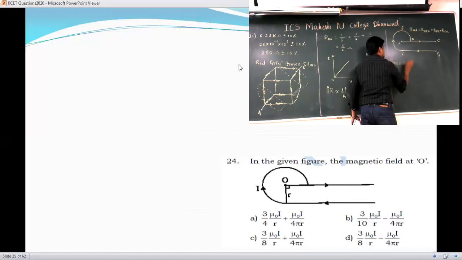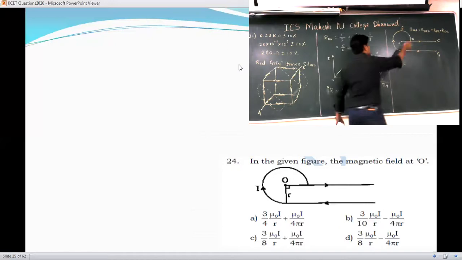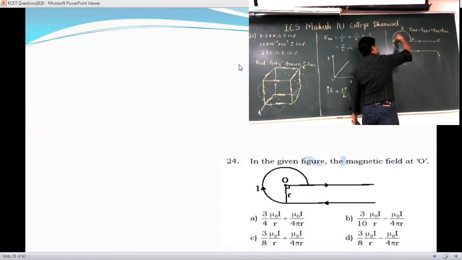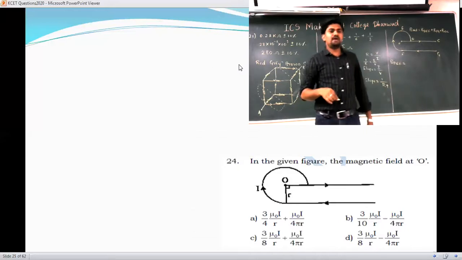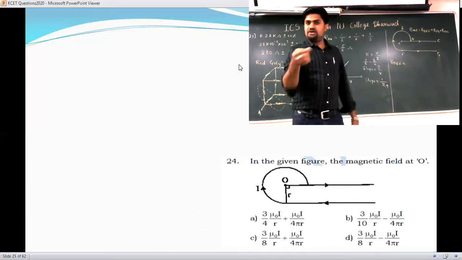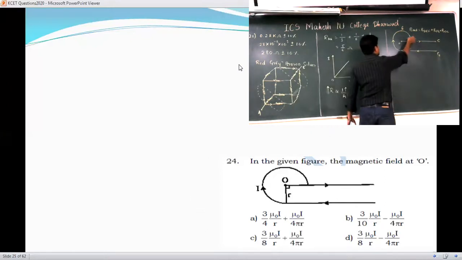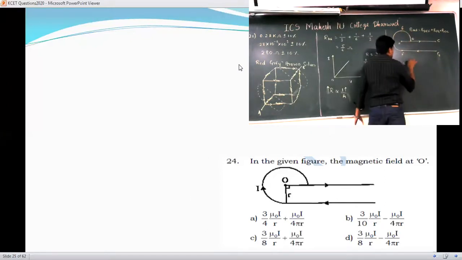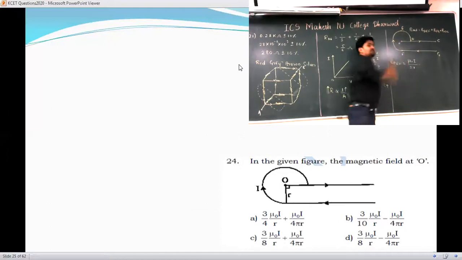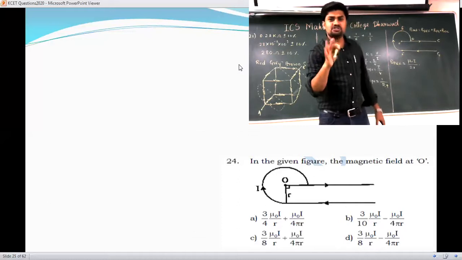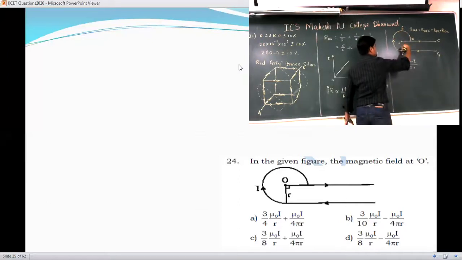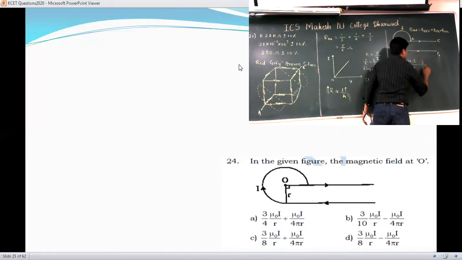When calculating here, you have a circle-like structure. Either you apply the arc method, or you apply Ampere's circuital law. If you go for Ampere's circuital law, the formula you get here is mu naught into I divided by 2r. But it is not a complete circle. You are taking only a 3/4 section of that, so it is multiplied by 3/4. I will write it. So it will be 3 mu naught I divided by 8r.